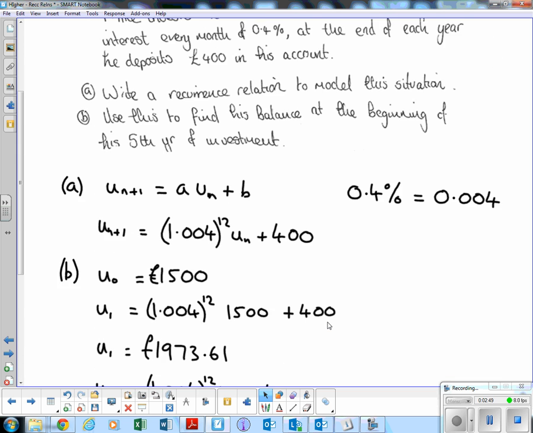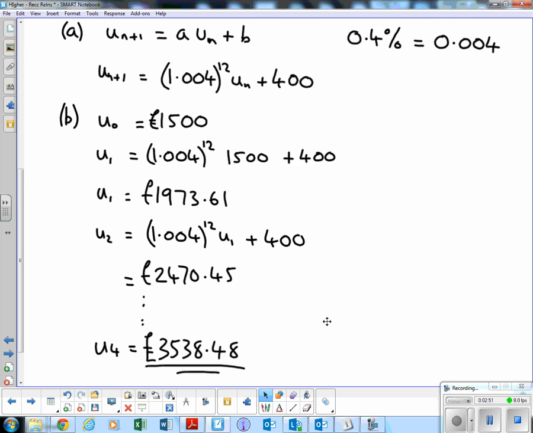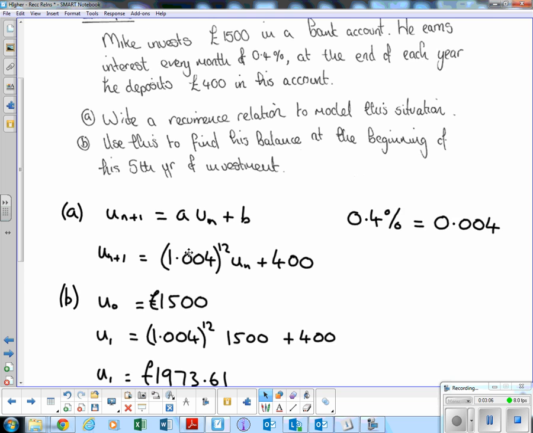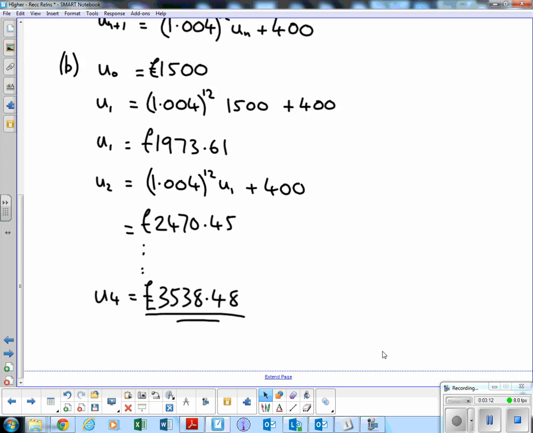So at the beginning of the 5th year, which is literally 1 second after the end of the 4th year, he would still have that amount of money. You'd have to wait another month for the next 0.4% to go on. You'd have to wait another year for the next £400 to be added on. So the end of the 4th year is essentially exactly the same as the very start of the 5th year, or the beginning of his 5th year of investment.